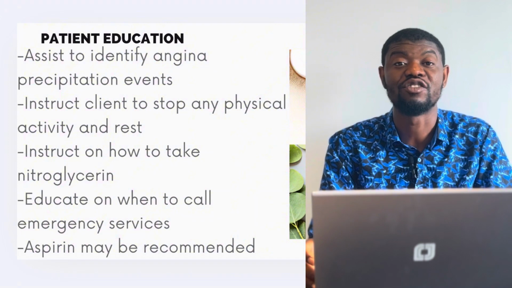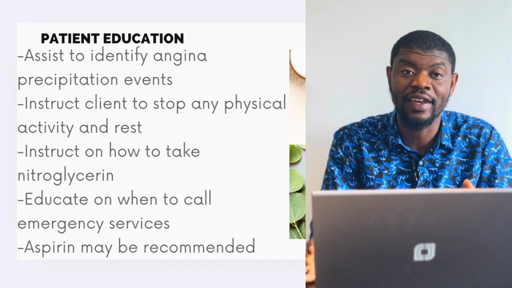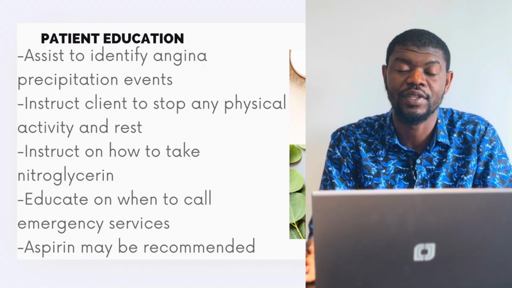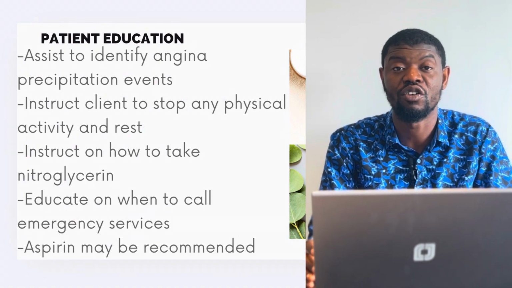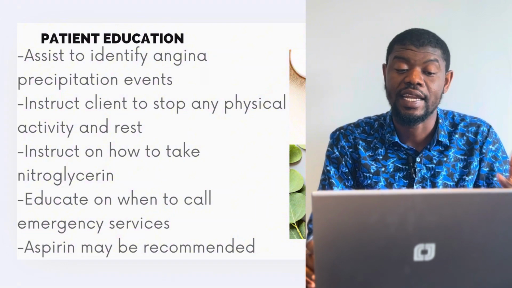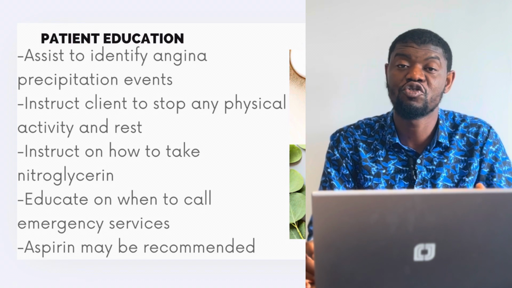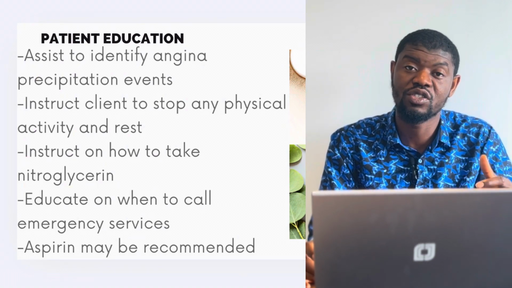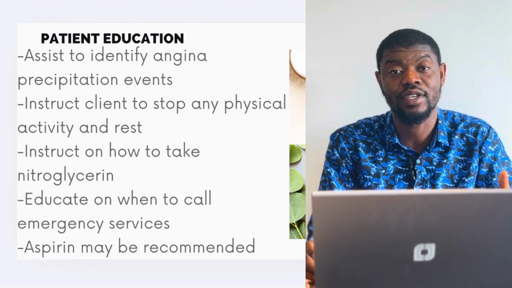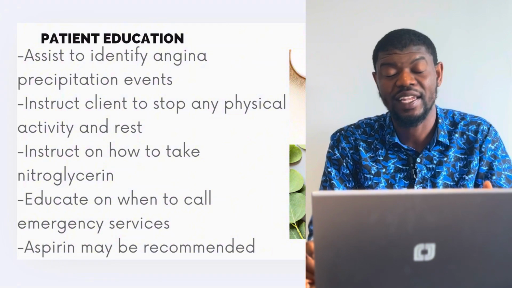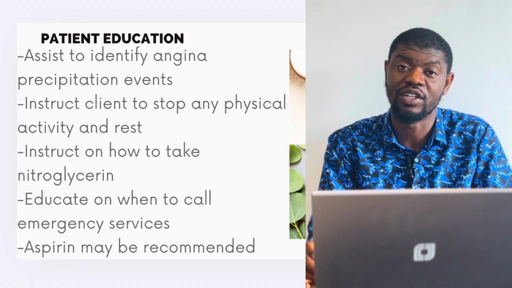Also, we want to instruct patients to stop any physical activity and take nitroglycerin when the angina pain sets in, because we know that angina can be sometimes precipitated by emotional or physical stress. The next thing we want to do is we want to teach on how to take nitroglycerin. Now, usually you are allowed to take 3 doses of nitroglycerin to help with the angina pain. If after 3 doses the pain is still there, then that is a sign for you to get help, either from your primary healthcare provider or by going to the emergency room.